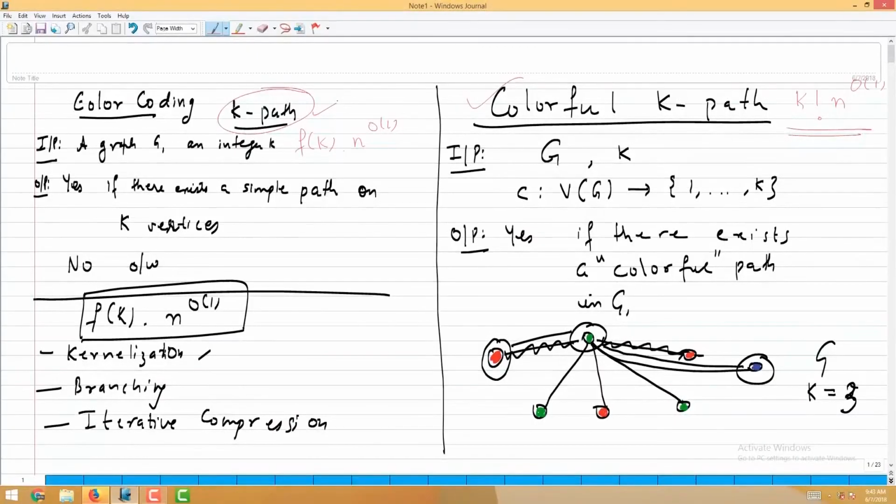For example, let's do the following. Let's arbitrarily color the vertices of the graph. We are now solving the k-path problem, and as of now, let us arbitrarily color its vertices. Now this becomes an instance of the colorful k-path problem: I have a graph G, an integer k, and a coloring on the vertices of the graph. Let us try to find a colorful k-path in this graph.